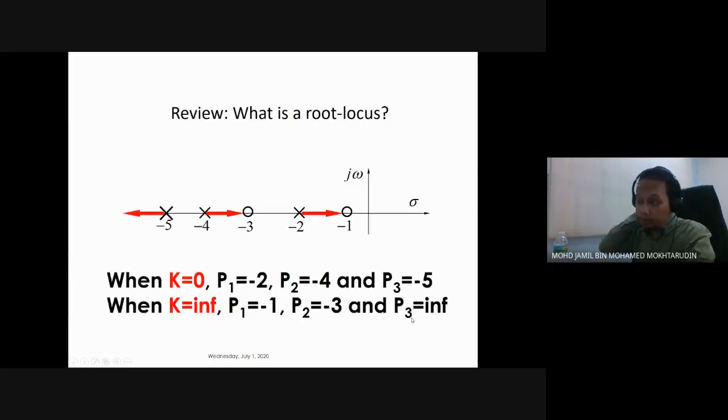Okay, so I will go through the rules, and we will look at one example of how to do the root locus, and then after that you will do your quiz.